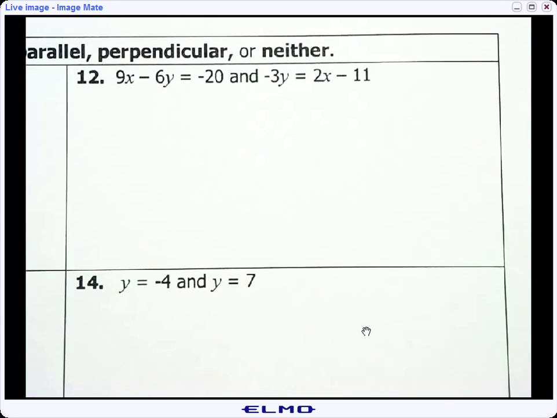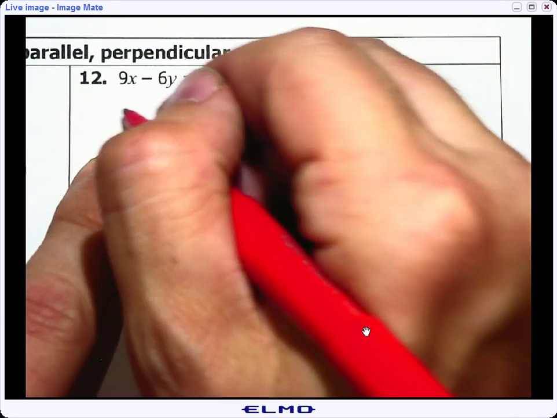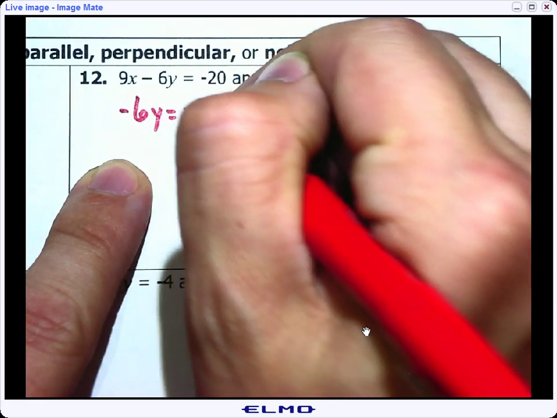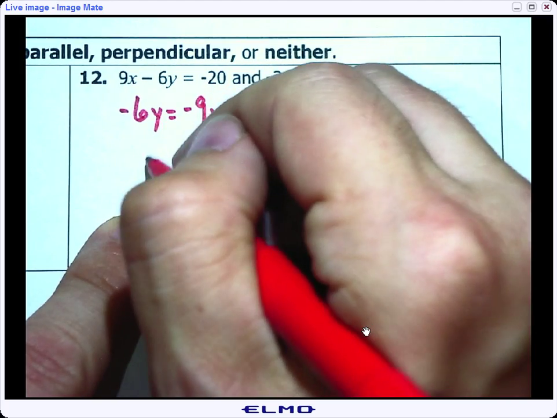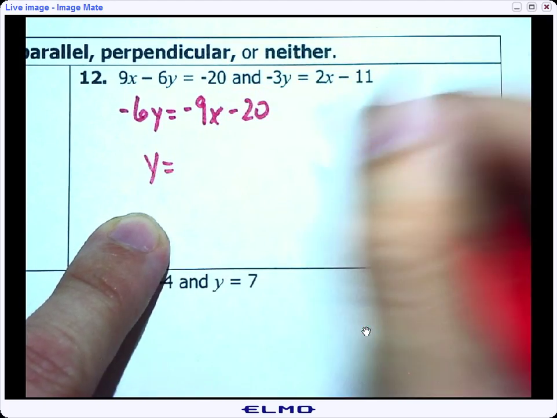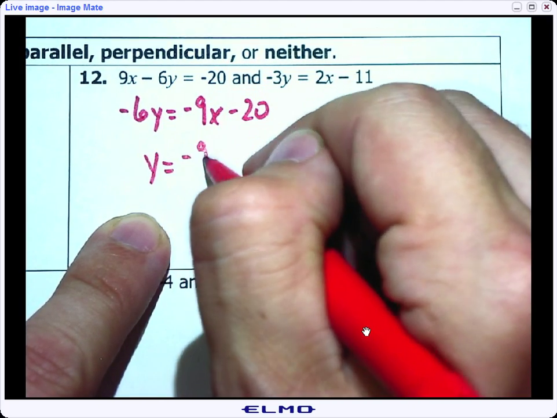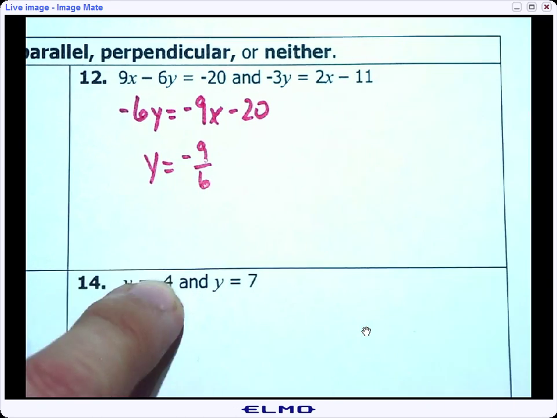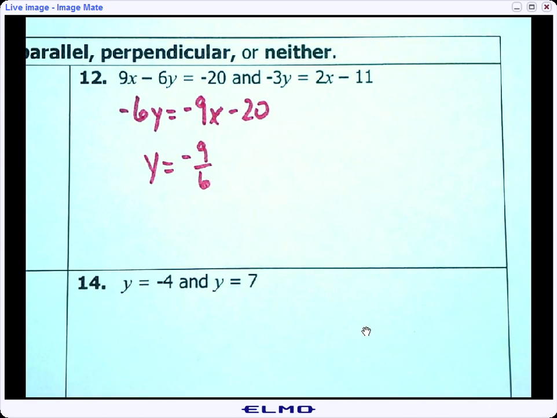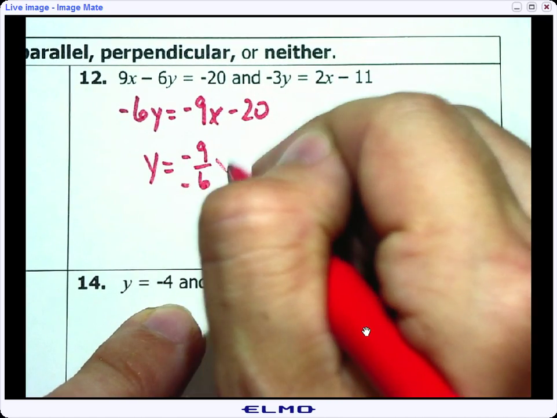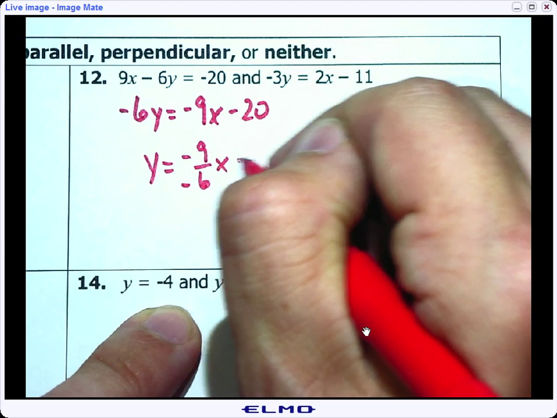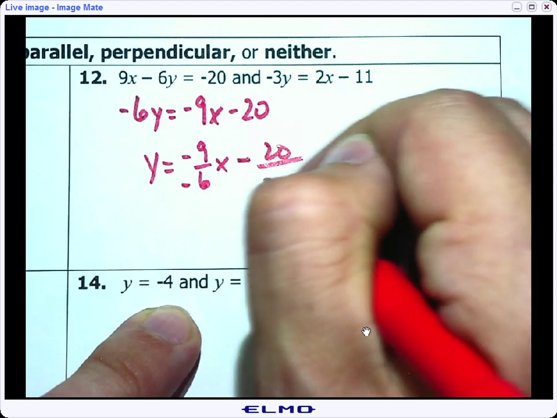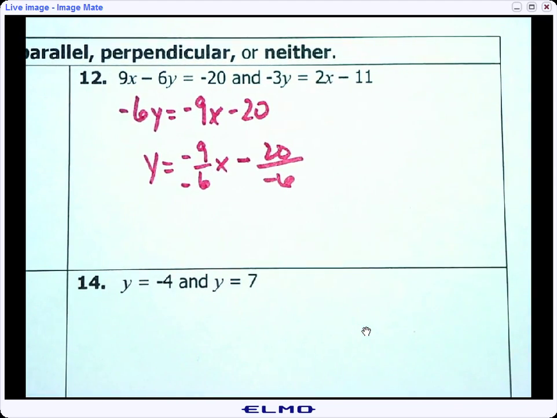Number 12. Rewriting this, we're going to get a negative 6y equals negative 9x minus 20. Divide everything by negative 6. That gives us y equals negative 9 over negative 6x minus 20 over negative 6.